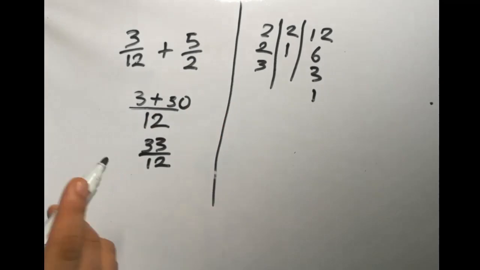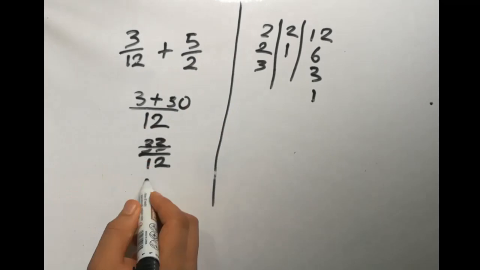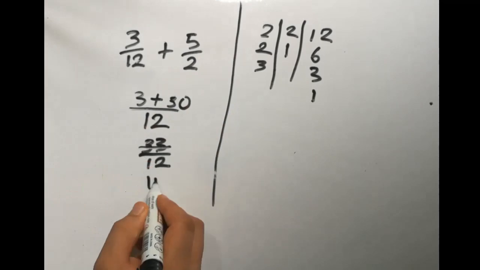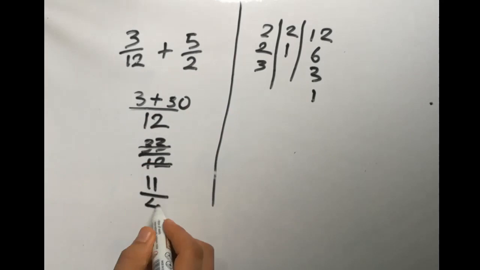I may simplify the answer further. 3 into 33 will give me 11. 3 into 12 will give me 4. So the answer becomes 11 over 4. This is for the unlike fractions where I have two different denominators.